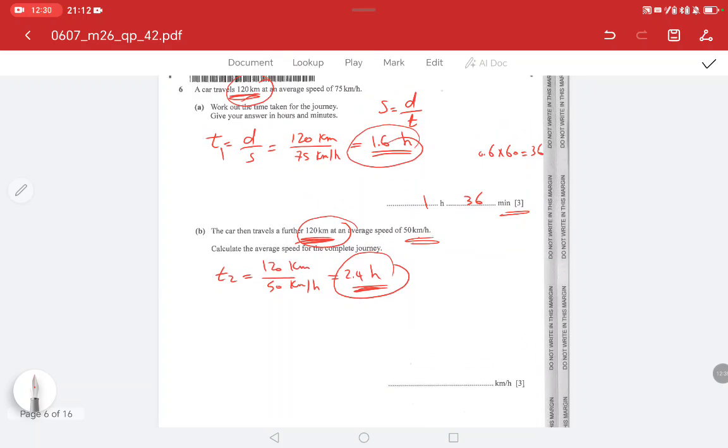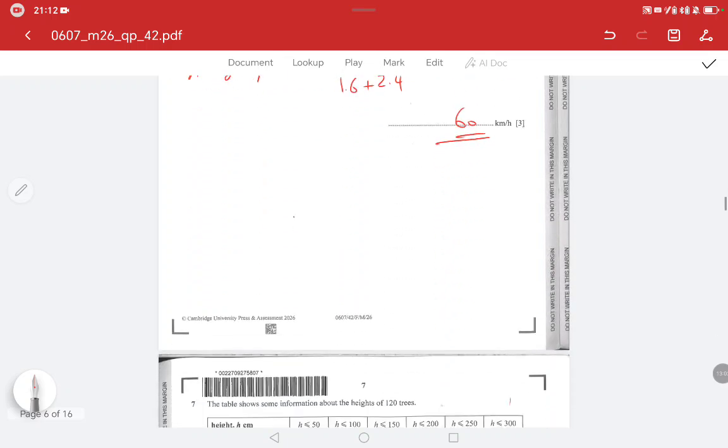Okay, so the average speed is the total distance, which is 120 plus 120, divided by the total time, which is 1.6 plus 2.4. So 240 divided by 4. So the answer is 60 kilometers per hour. Please write your answer here. Okay, take care about this point.